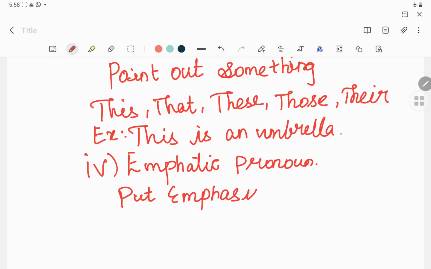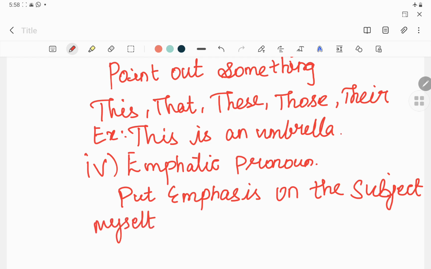So for that you want to know which is the subject. We know definitely noun and pronoun come as a subject. Here the emphatic pronoun puts emphasis on the subject. So first of all we want to know which is the subject. The subject mainly comes first. So for example, what are the emphatic pronouns? Myself.